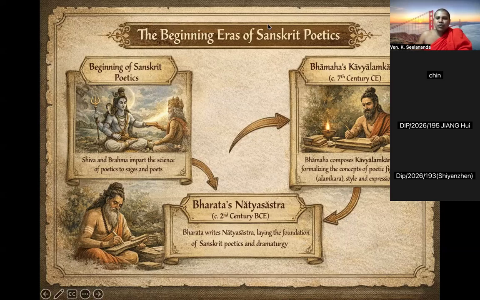We can identify phases of the origin and development of Sanskrit poetics. We can consider this the first step. Bharata's Natya Shastra is the second step. Bhamaha's Kavyalankara is the third step of the development of Sanskrit poetics. There is a little gap between the beginning and Bharata's Natya Shastra, and also between Bharata and Bhamaha.